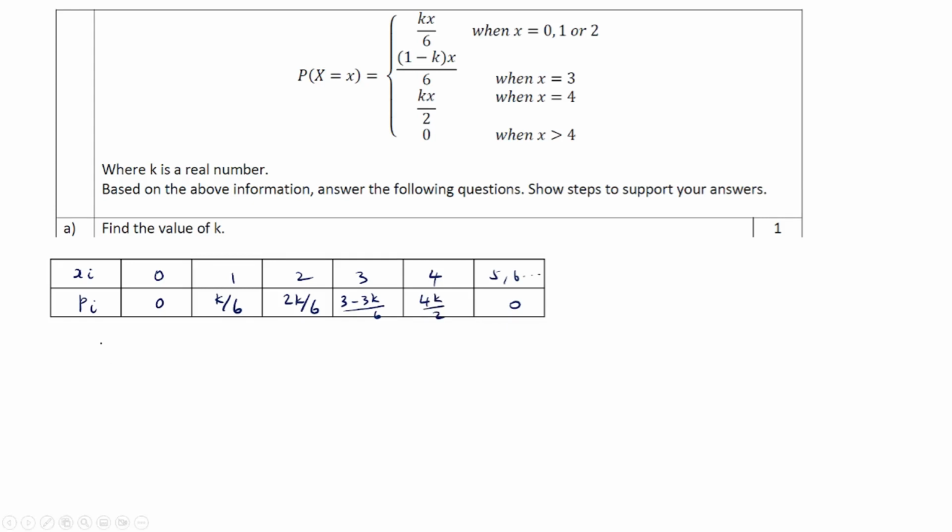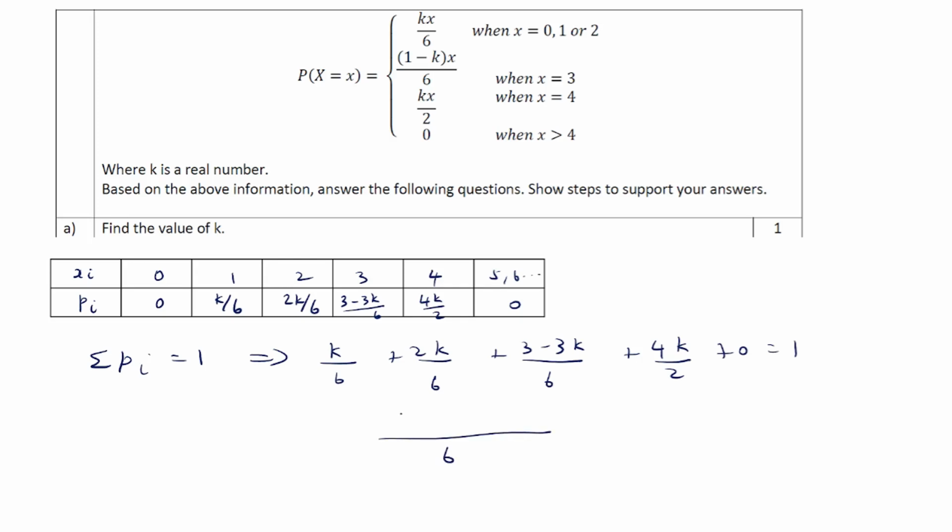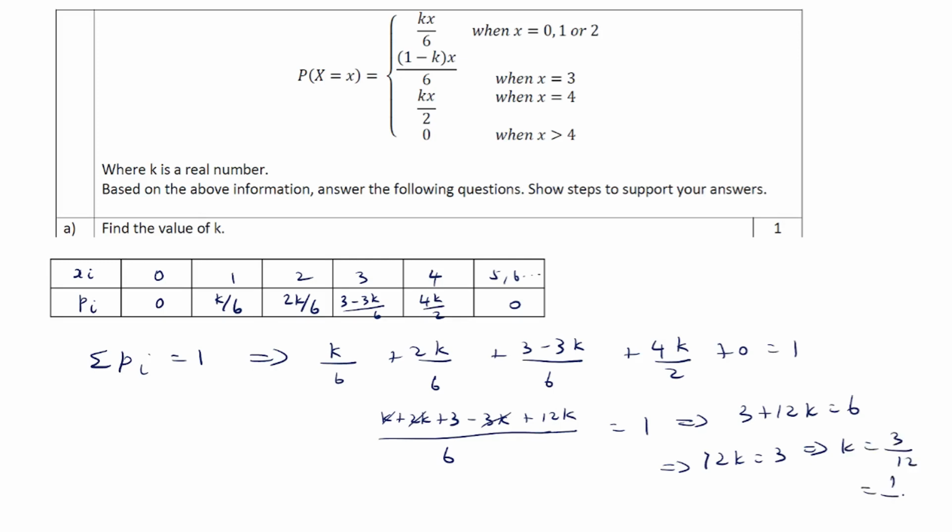Now we know that summation p_i is equal to 1. So from that we can find k. k by 6 plus 2k by 6 plus 3 minus 3k by 6 plus 4k by 2 plus 0 equal to 1. So here if we take the LCM as 6, we will have k plus 2k plus 3 minus 3k, then plus 12k equal to 6. Here k plus 2k minus 3k, all these will go. We will get 3 plus 12k equal to 6, or 12k equal to 3. k is 3 by 12, which is 1 by 4. Therefore, k equal to 1 by 4. So this is the value of k. That is the first subdivision. It carries 1 mark.